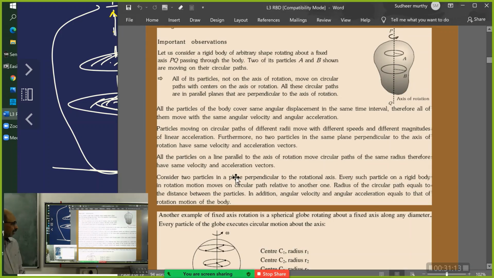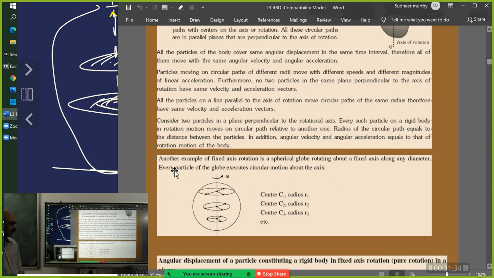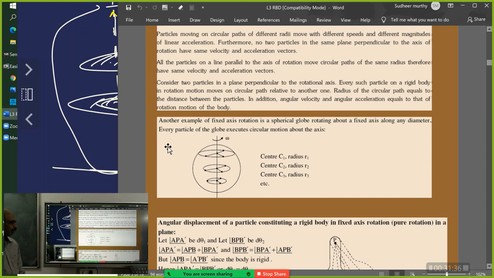So now consider any two particles in a plane perpendicular to the rotational axis. Every such particle of the rigid body in rotation moves in circular paths related to one another. The radius of the circular path is equal to the distance between the particles. In addition, the angular velocity is equal to that of the rotation. That is precisely what I have explained.